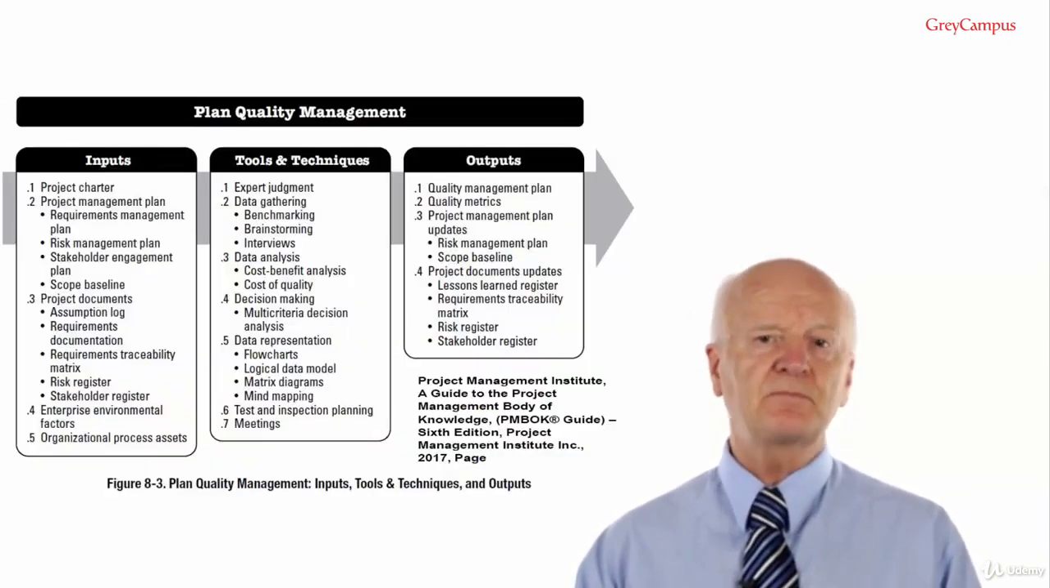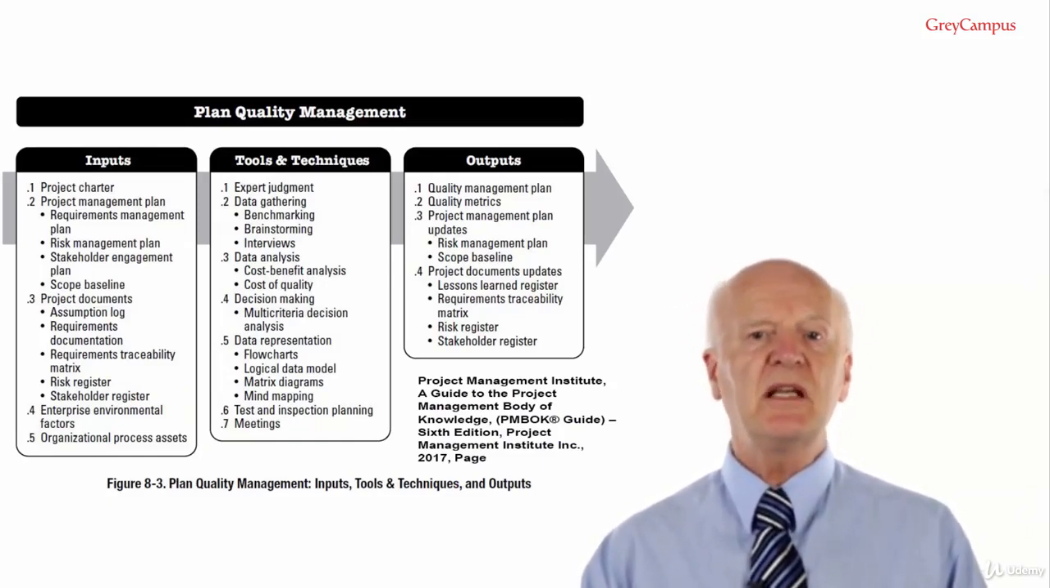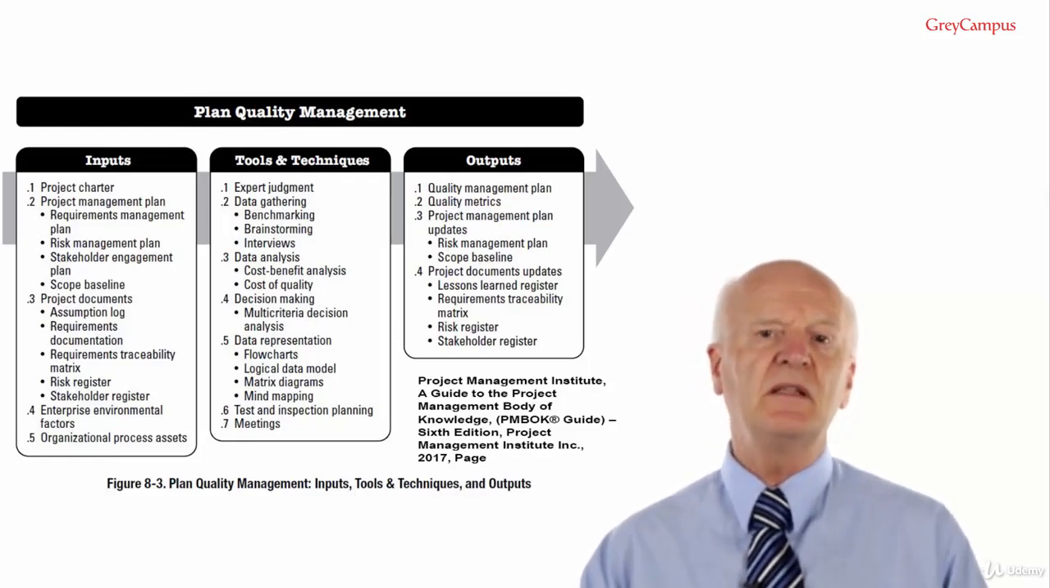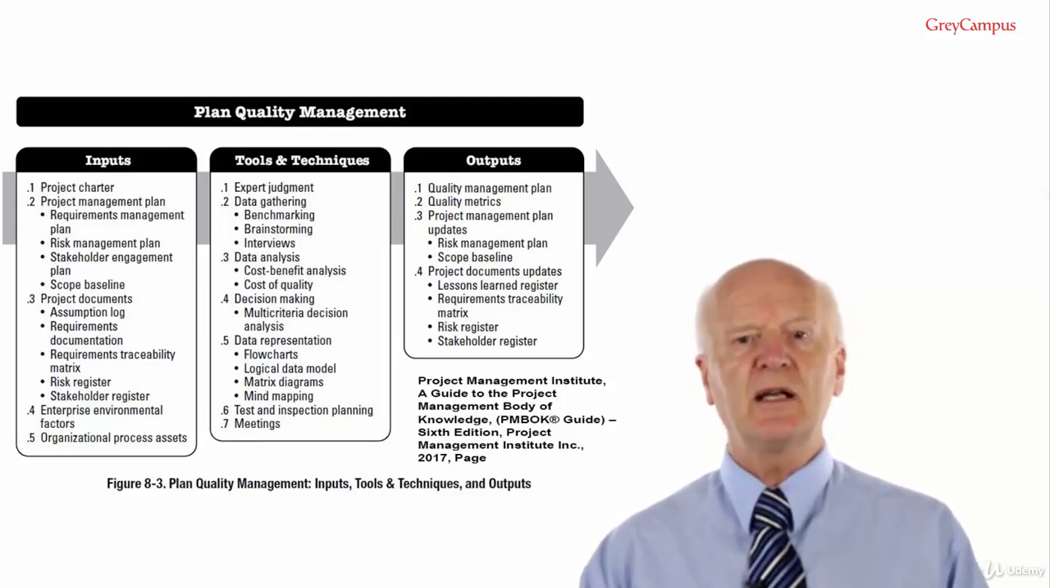4. Decision making. A decision making technique that can be used for this process is multi-criteria decision analysis. This involves a group of stakeholders meeting to identify key issues and then ranking them and weighting them to arrive at a prioritized list.